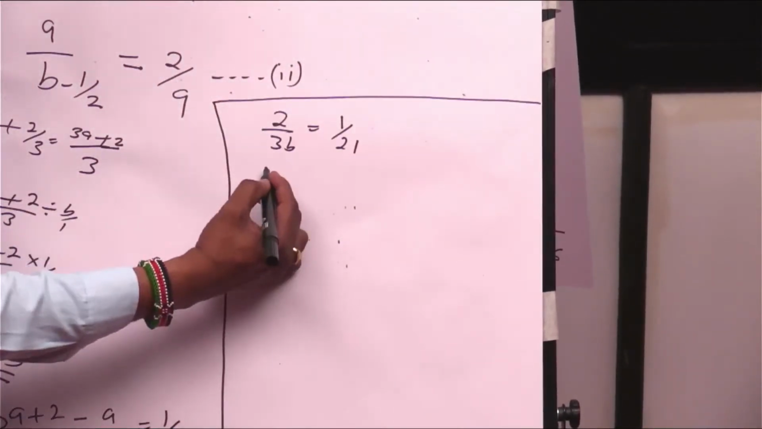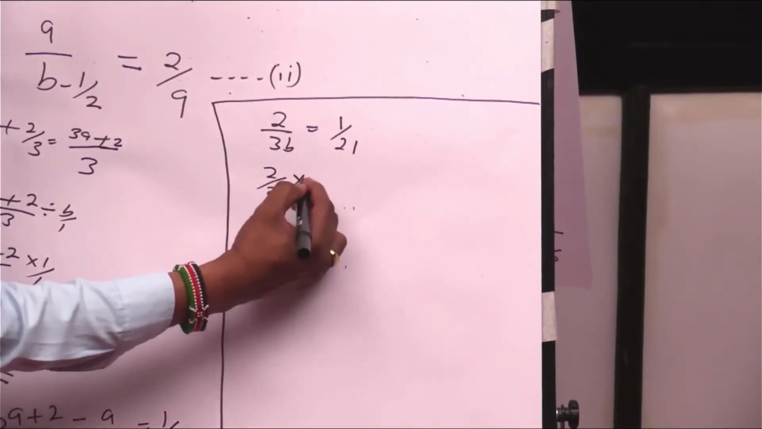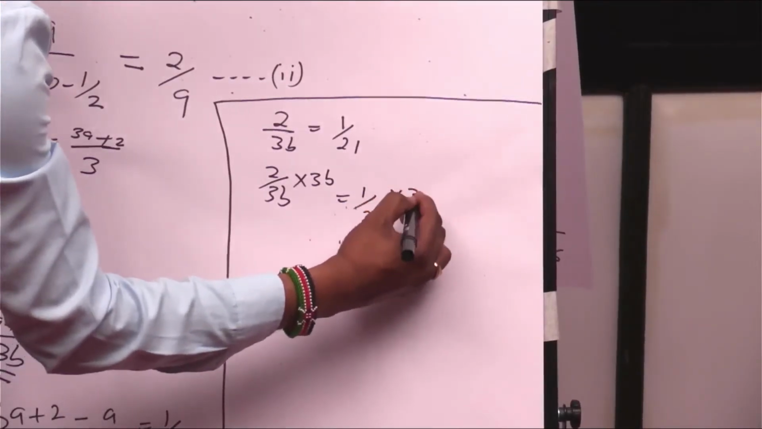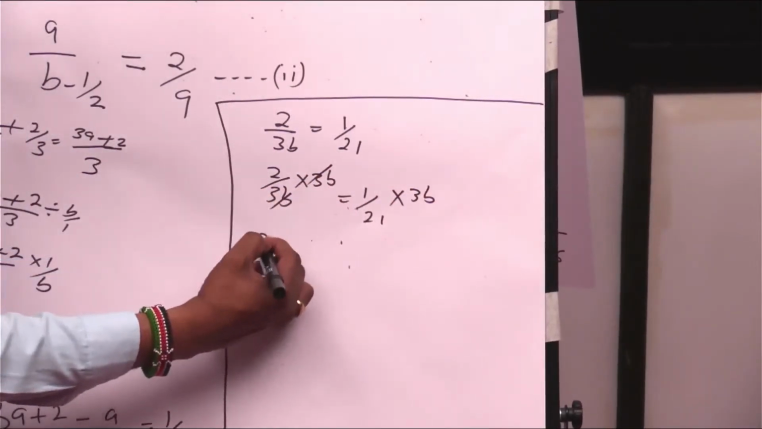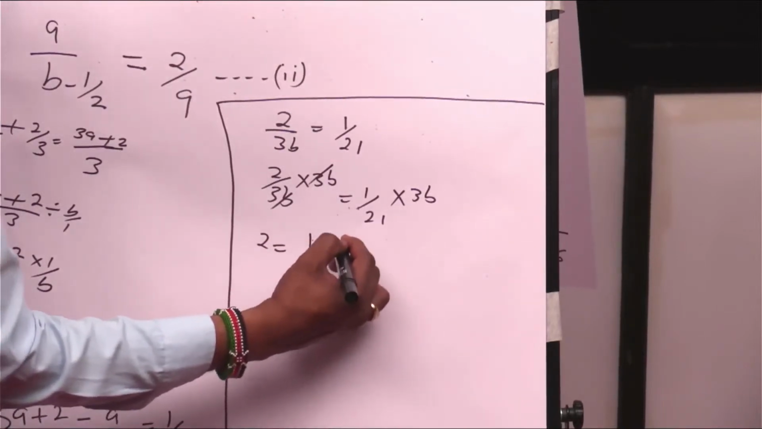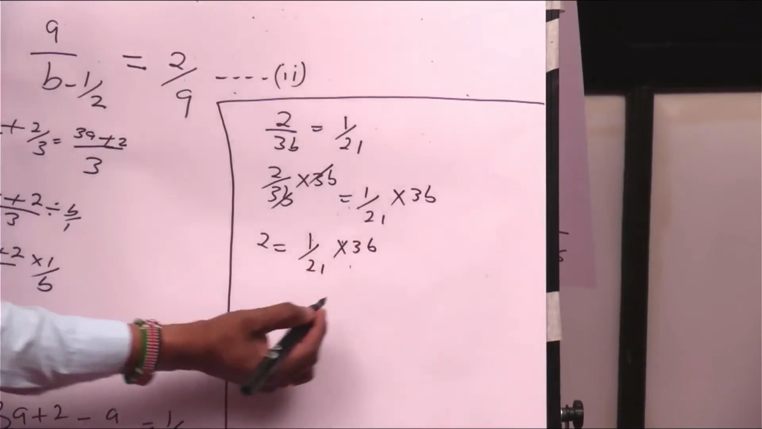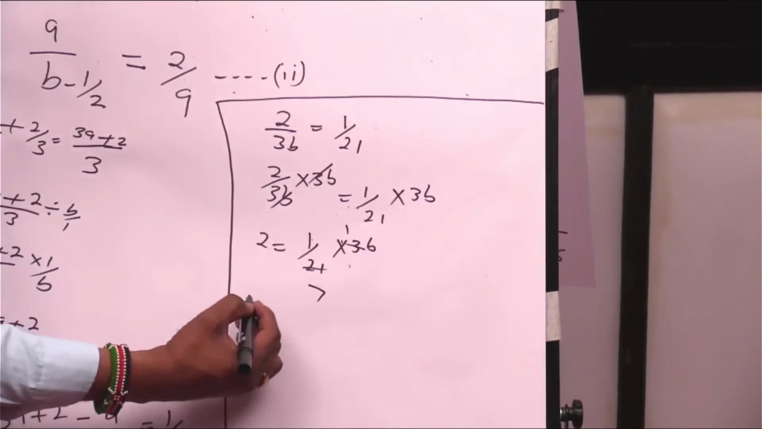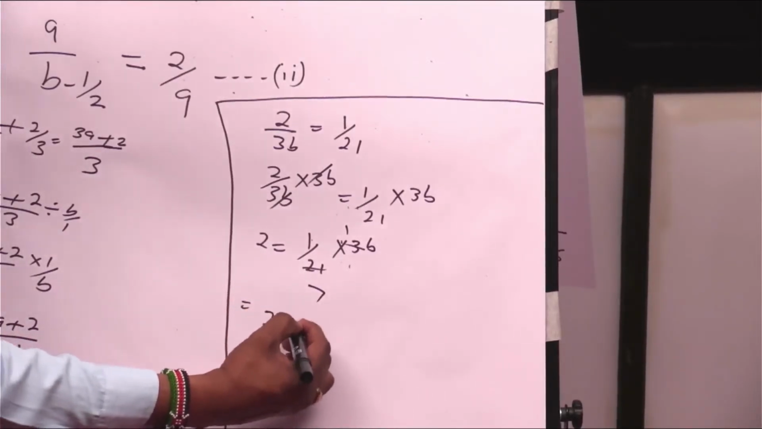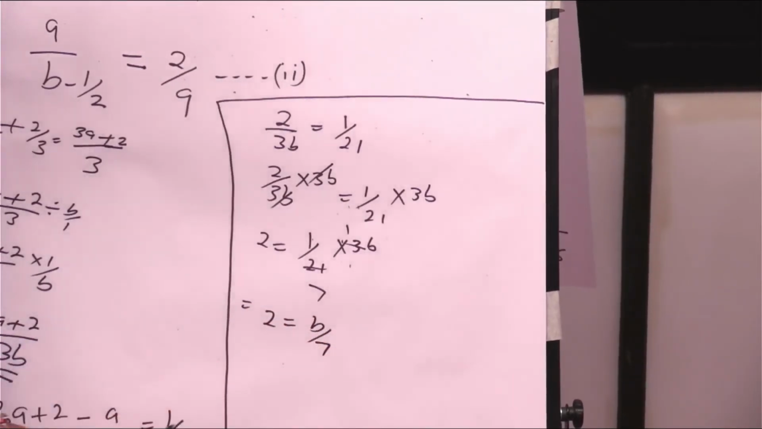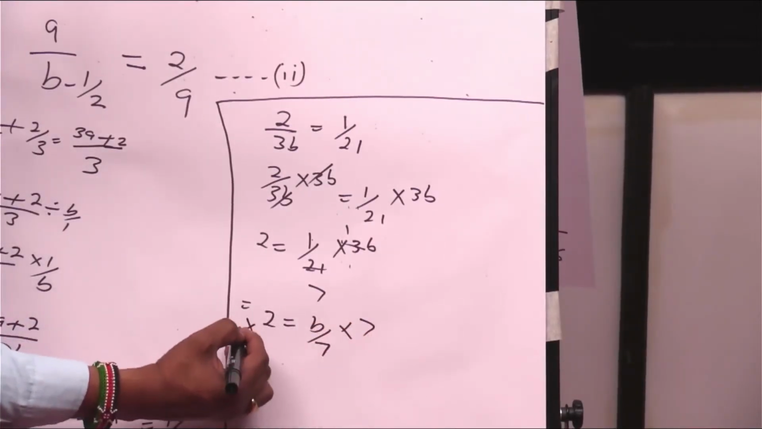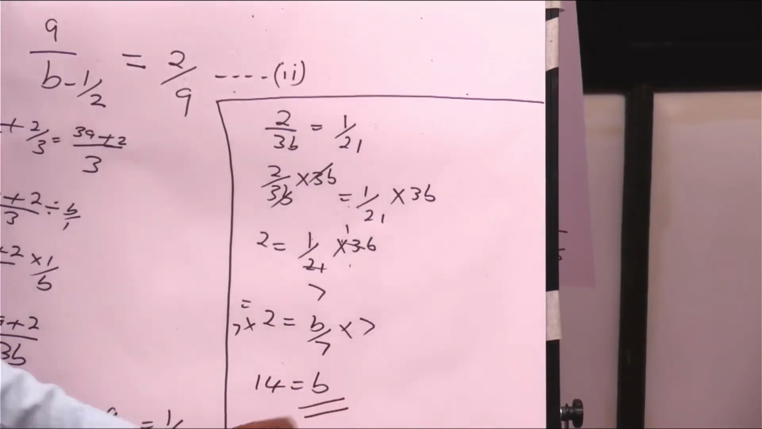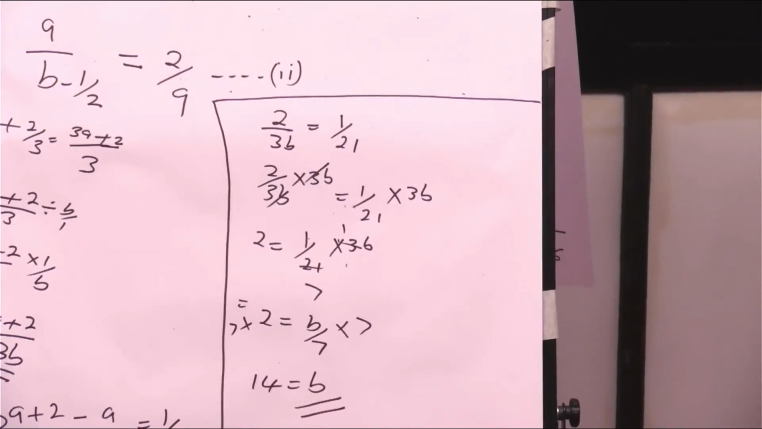Then 2 over 3B, multiply by the reciprocal, by 3B, equals 1 over 21 times 3B. 3B and 3B cancel. So 2 equals 1 over 21 times 3B. Then 3 goes here once, 3 goes here 7 times. So 2 equals B over 7. Multiply both sides by 7. So 14 equals B. So our B is 14.